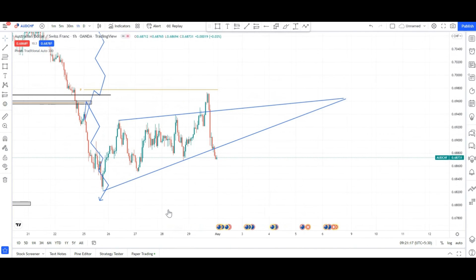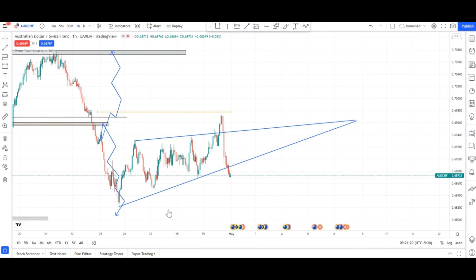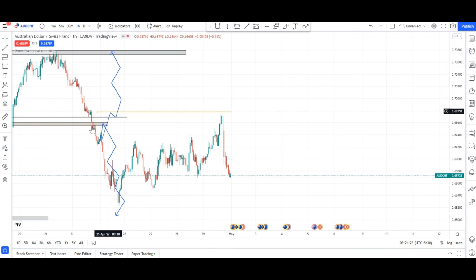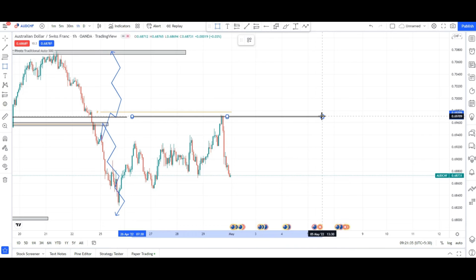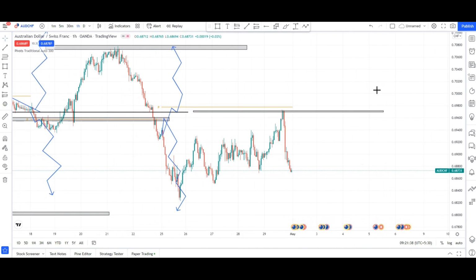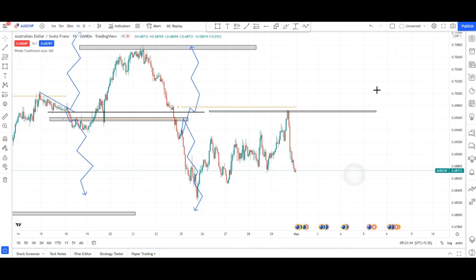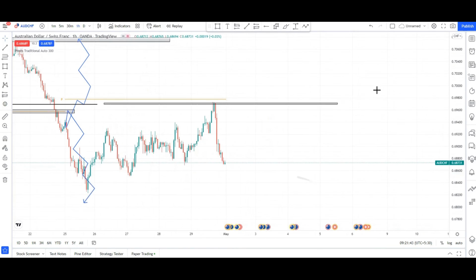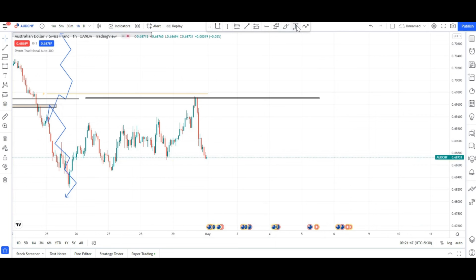Right now it is acting as a resistance. I will just remove this. This doesn't make any sense right now, so this will be one of the resistances. I will just draw it. Yeah, it's correct right now. Just a second guys. Okay, this is the correct area right now. So what we expect right now is that it has to turn around, or if it breaks, then our first target will be here, guys.